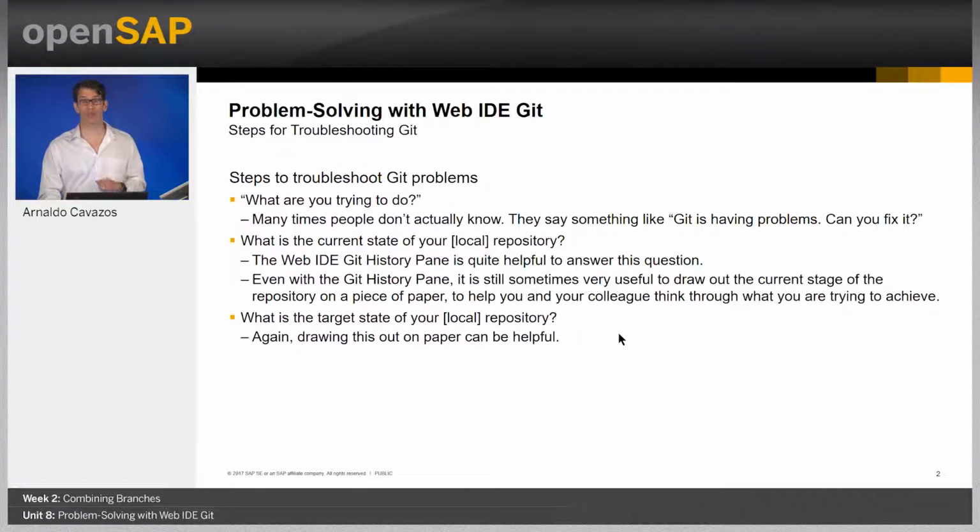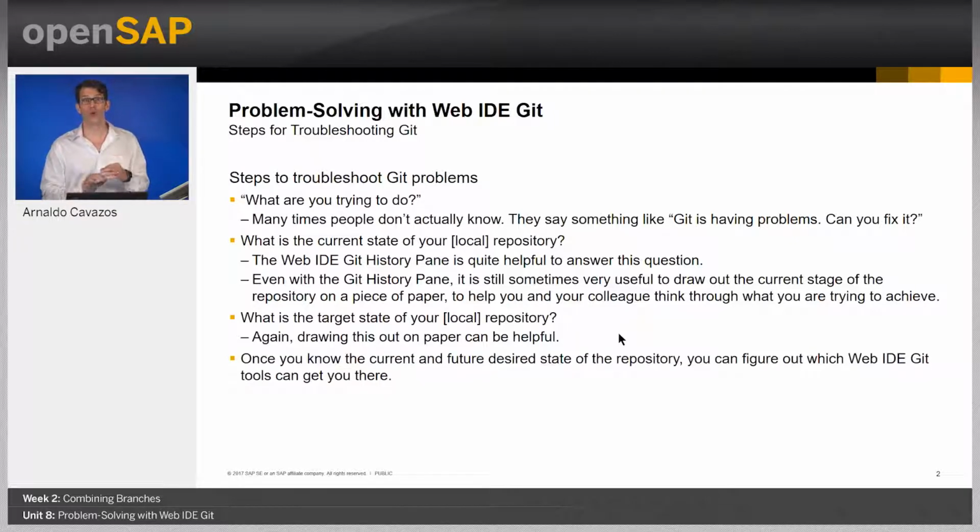Next, you ask, what is the target state of your repository? Once you know what they're trying to do and what the repository looks like right now, you use that to figure out what the repository should look like when they're done. It helps a lot to sketch out this step on paper as well. Now, once you've drawn out what the repository looks like now and what you want it to look like, you can use the repository management tools you've been learning this week, merging, rebasing, resetting, to move your repository from where it is now to where your colleague wants it to be.